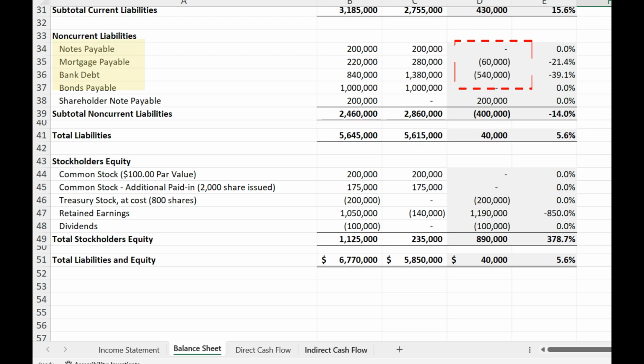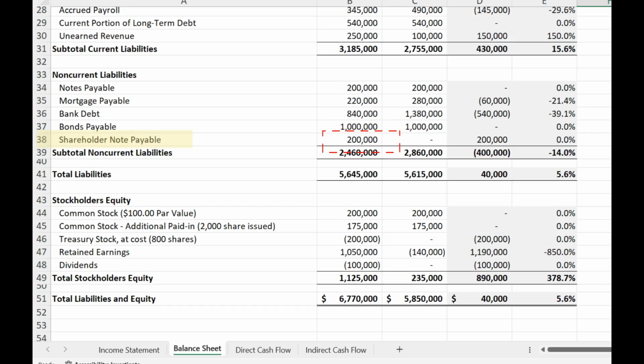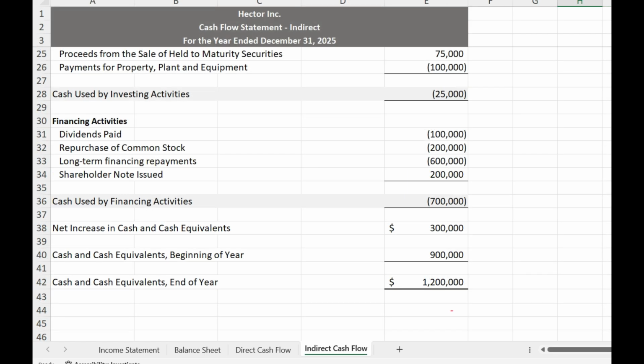And my next category I'm going to grab is the long-term financing repayments. These are principal payments, cash we have used to pay down long-term debt, and factor that into the financing activities cash flow statement, which is $600,000. And the last piece I want to grab is this shareholder note. Now, we bought this common stock back in 2025, but then we also issued a shareholder note. So we got to cancel out the cash used to buy back the stock because we issued a note. So you have the $200,000 of the note being issued, which offsets the stock redemption.